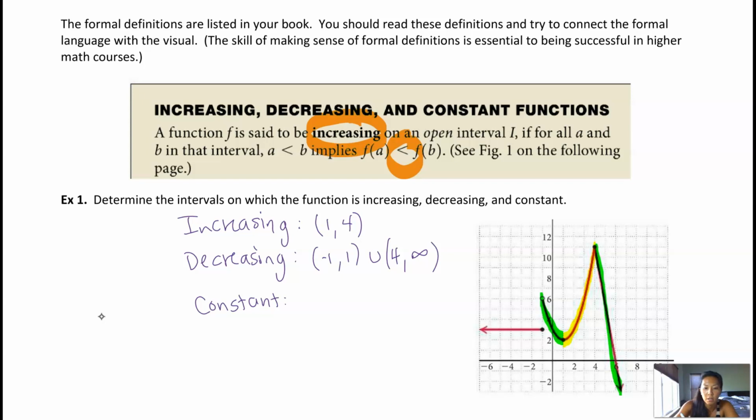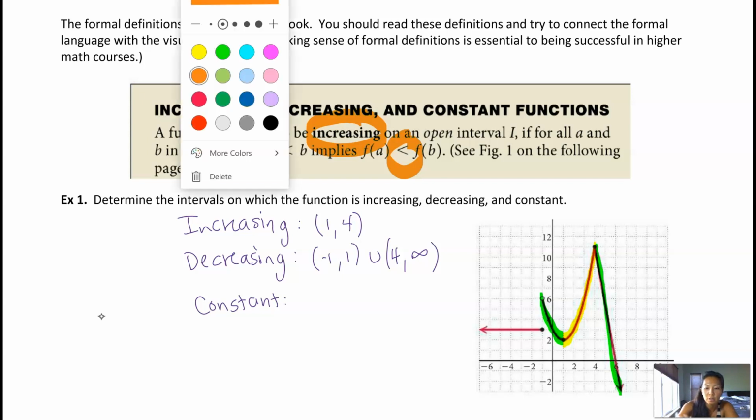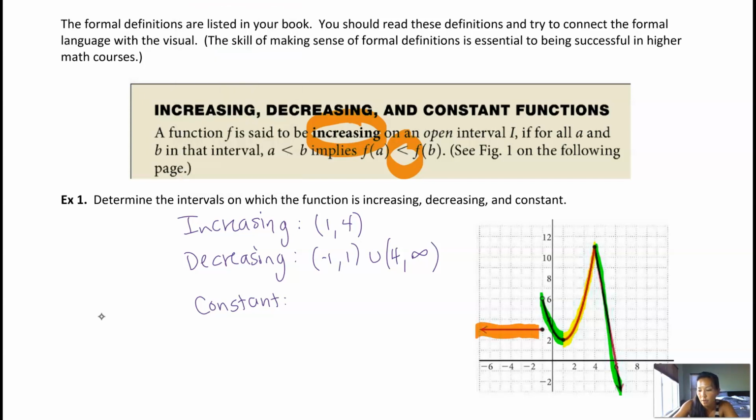And where is it constant? It's going to be constant right on that horizontal line, right on the left. Now from left to right, I would list that from -infinity to -1. Now don't include the endpoints. Even though it's filled in, it's not changing at the endpoint. It's changing from point to point, every point in between. Just not at the end.